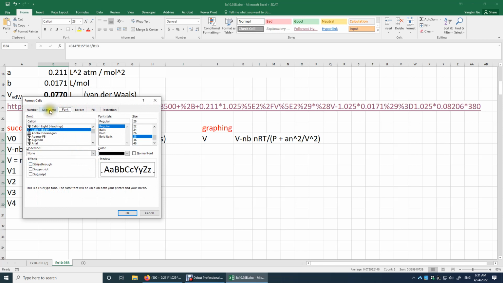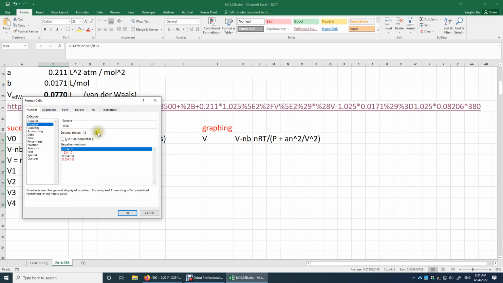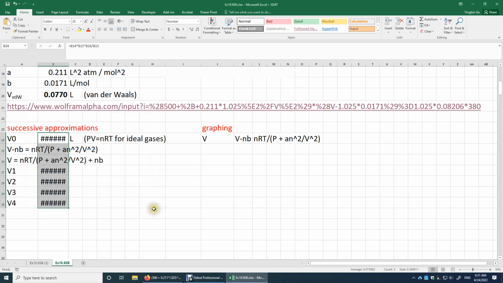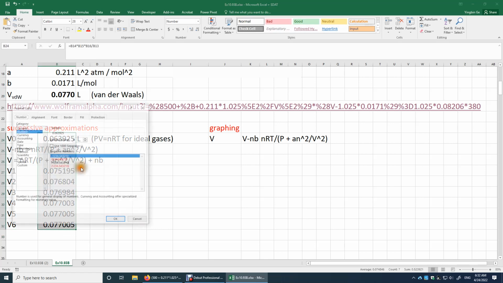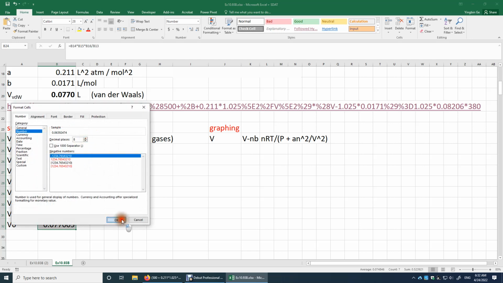Format cell. And the number, I'm going to use 6 decimal places. I need to make it a little wider. So this is the initial value from PV equals nRT, and after that we can keep dragging it down. It's going to converge to 6 decimal places. V5, this is V6. If you want a more accurate result, you can. It's just the display. I'm going to show you 8 decimal places.